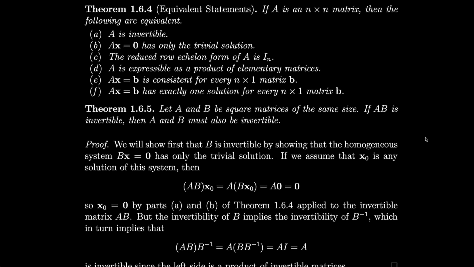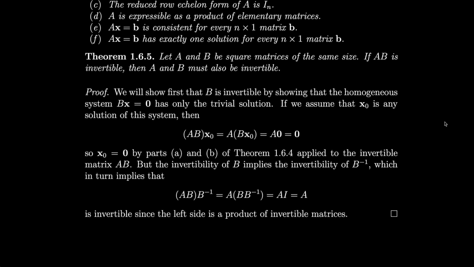Let A and B be square matrices of the same size. If AB is invertible, then A and B must also be invertible. So if we have the product invertible, then that means that each of the matrices that make up the product is invertible. Let's prove that.